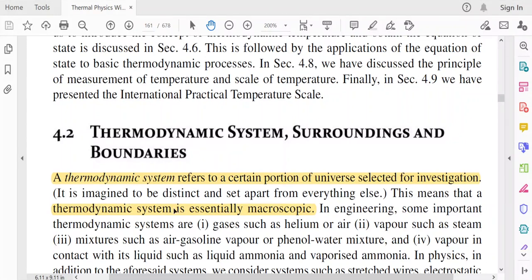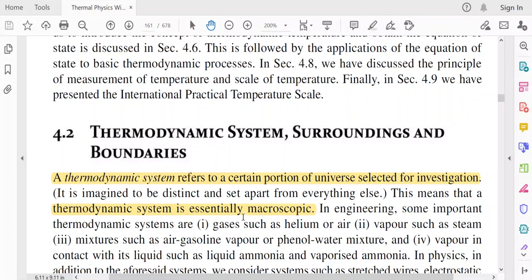It is imagined to be distinct and set apart from everything else. That is, we have to select some system which is set apart from everything else, and it is a certain portion of the universe. This means that a thermodynamic system is essentially macroscopic. It must be a macroscopic one.